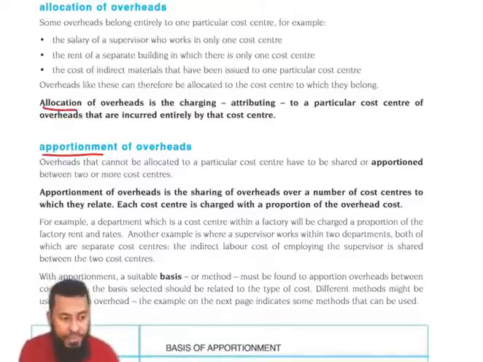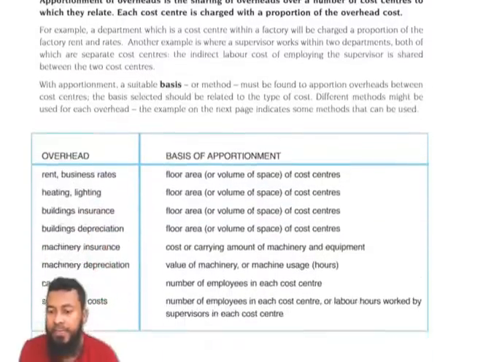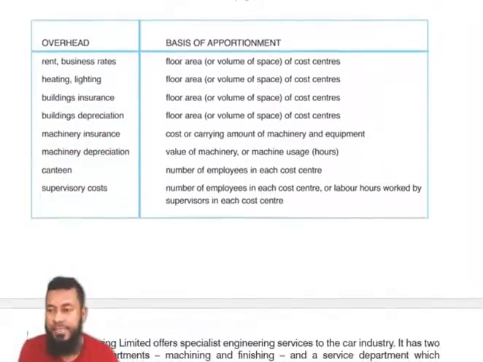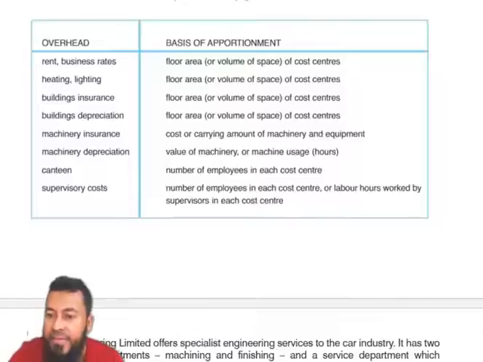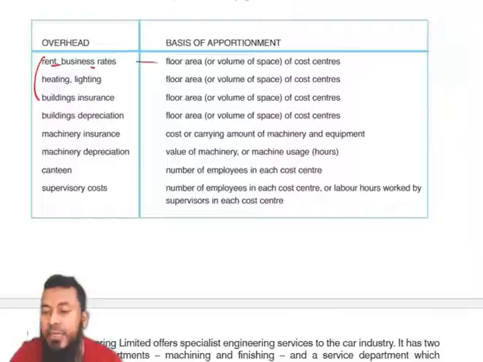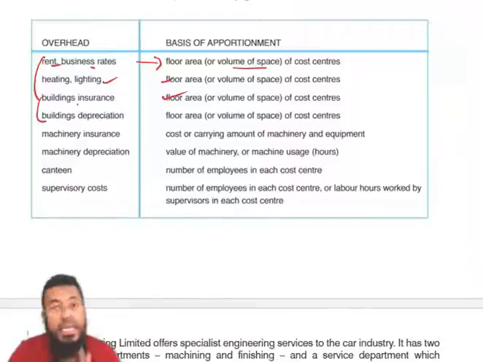And what are the bases? Look at this here. These are the appropriate bases. Anything that relates to your building is mostly floor area, especially rent and rates, based on floor area occupied. You also call it volume of space. Heating and lighting, also floor area. Building insurance, floor area.